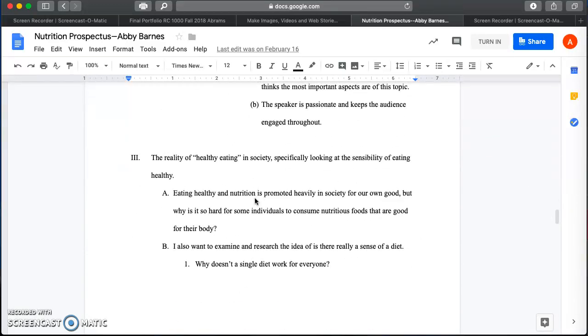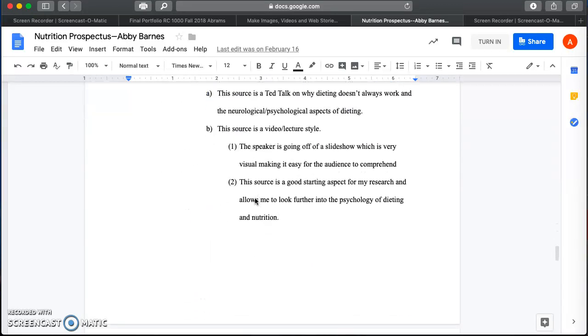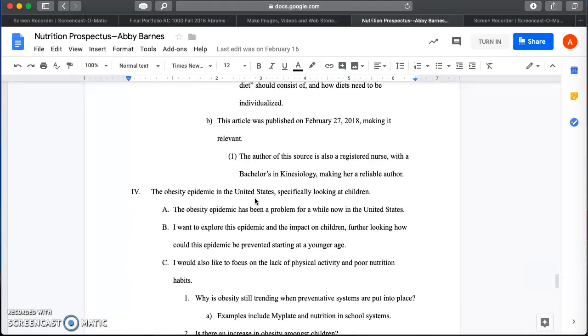I didn't really actually use this subtopic this semester. I just didn't put it into any of the projects. I felt like my other two topics were stronger. So my third subtopic was the obesity epidemic in the United States, specifically looking at children, and I used this in my final major project, which was the research paper.